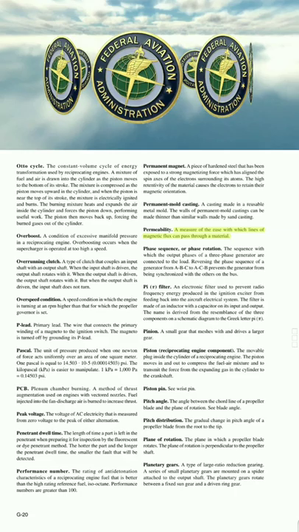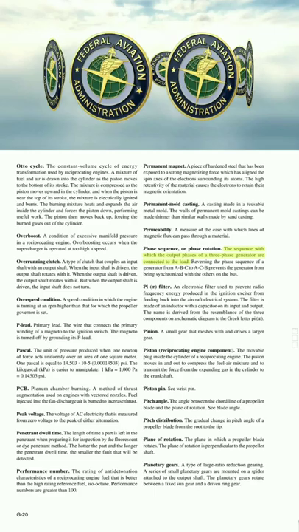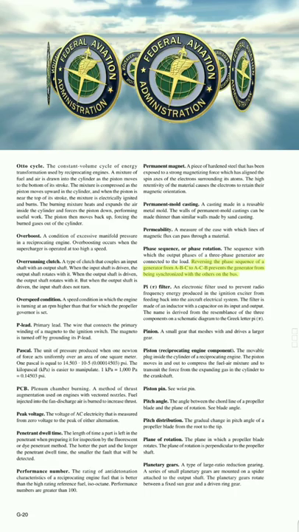Phase sequence, or phase rotation. The sequence with which the output phases of a three-phase generator are connected to the load. Reversing the phase sequence of a generator from ABC to ACB prevents the generator from being synchronized with the others on the bus.